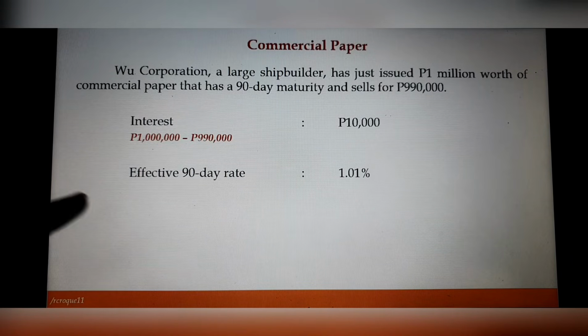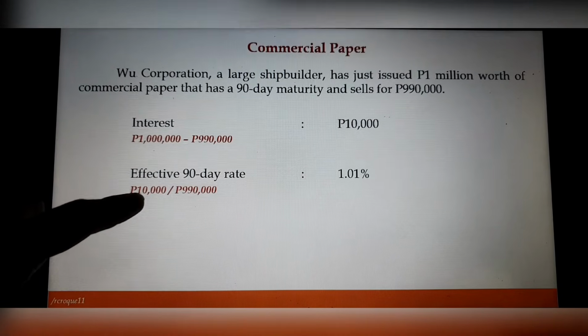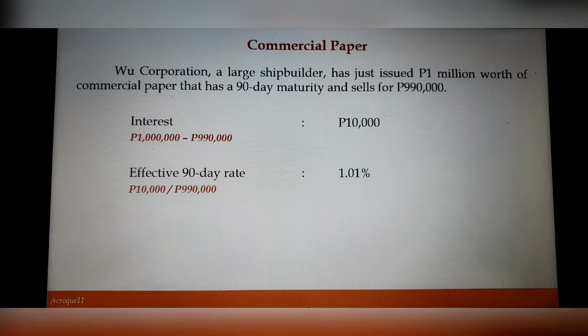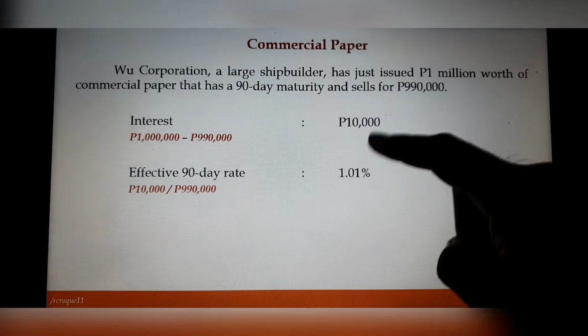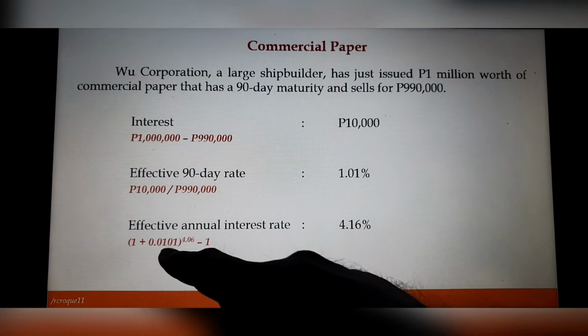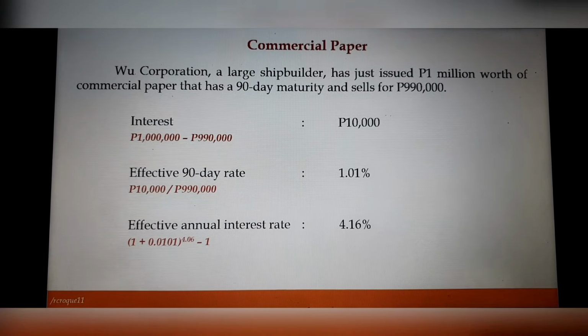Okay, so the 1.01% was derived when we divided 10,000 by 990,000. So, this is effective 90-day rate. So, let us convert into annual rate. So, again, 1 plus itong rate na to raised to the period. Anong period ang meron tayo? So, that is 365 over 90 minus 1. Okay, so the answer would be 4.16%. So, that is 1 plus 0.0101 to 4.06 minus 1. Okay, so galing 4.06 again, that is 365 over 90.